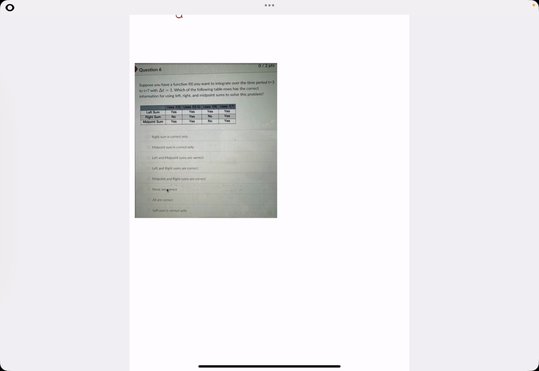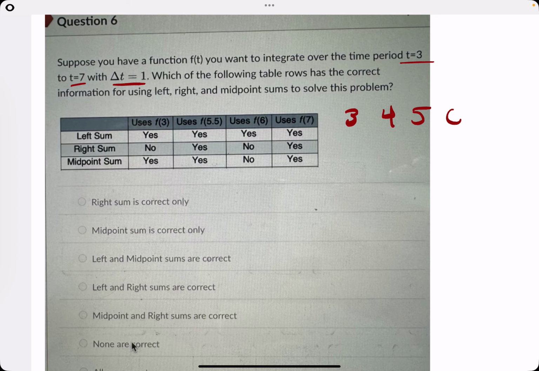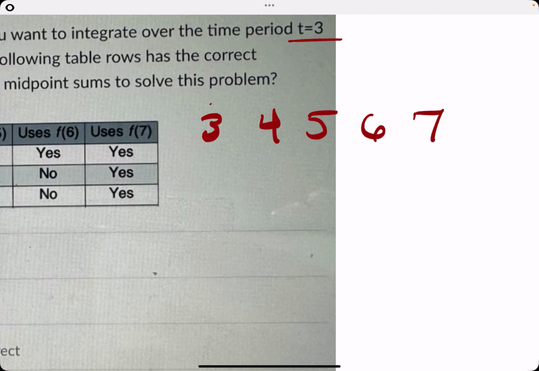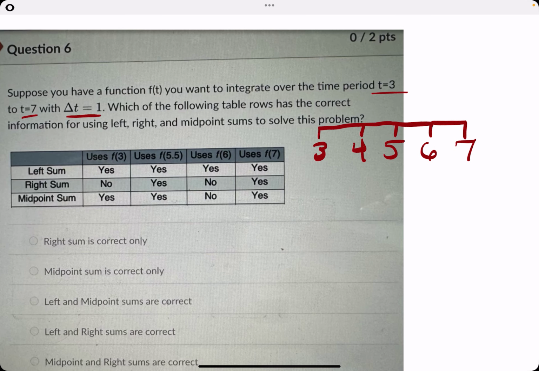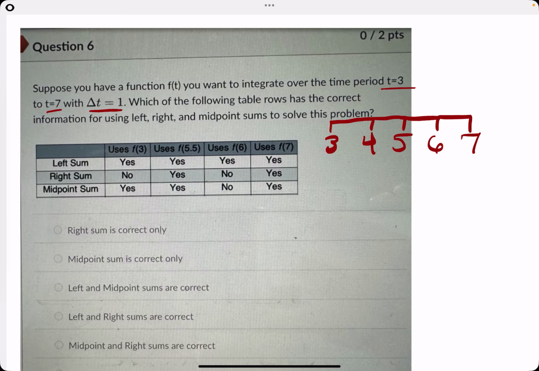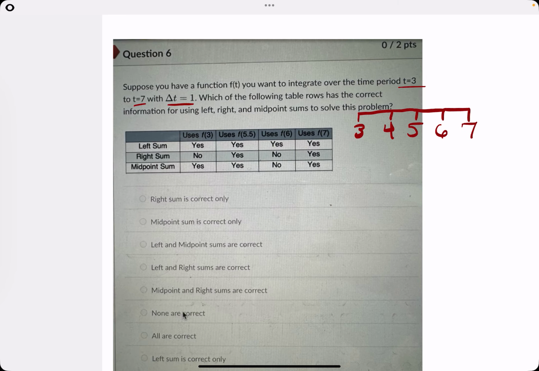So this is a true statement. Okay. Number 6, suppose you have a function. You want to integrate it from 3 to 7 with a step size, a delta t of 1, meaning you'd have rectangles between 3, 4, 5, 6, and 7. Step size is 1, so 1 rectangle, 2 rectangles, 3 and 4 rectangles. Which of the following table rows has the correct information for left, right, midpoint sums to solve this problem? So the entire row has to be true.